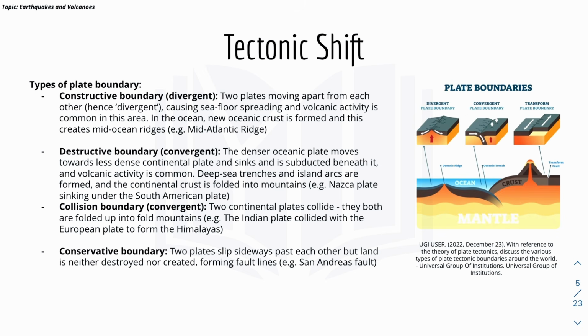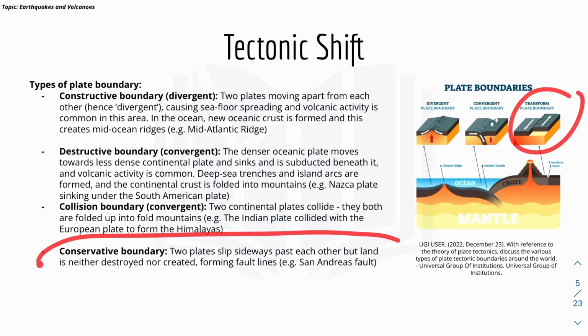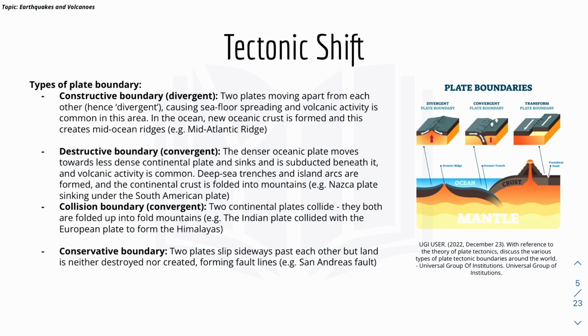And then we also have the conservative boundary or the transform plate boundary right here. It's when two plates, like let's say continental and continental, slip sideways past each other, but land is neither destroyed nor created. So as you can see here, one plate's moving downwards and the other plate's moving upwards. It's not destroying any land or creating any land. It's just sliding past each other, forming fault lines, like here, the San Andreas fault.